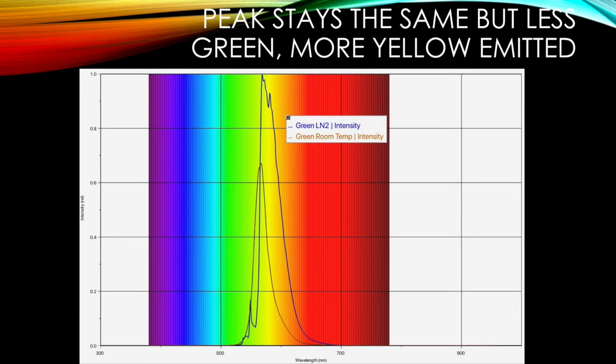And so this says how temperature is affecting the population of electrons that are available to jump the band gap. By cooling it, we are missing more electrons that would give up energy on the blue side of the peak and more on the red side, even though the peak stayed the same.